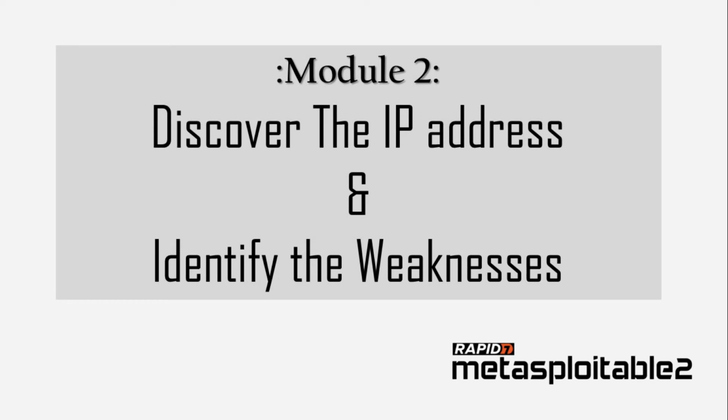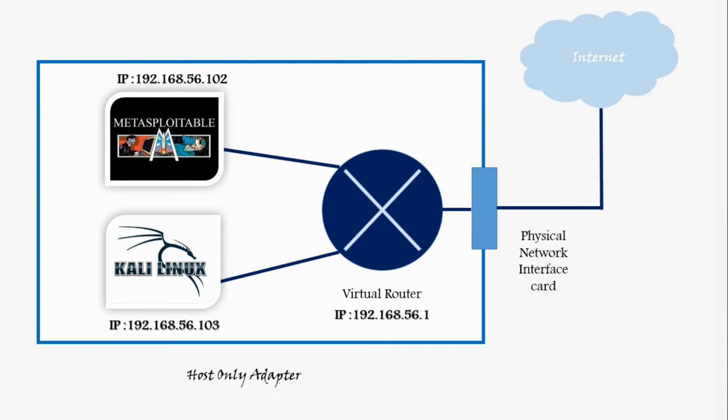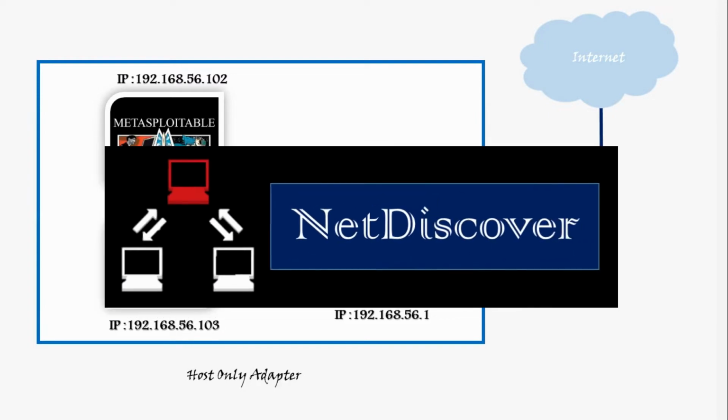Module 2. Discover the IP address and identify the weaknesses. The first step is to discover the machine that we want to connect to. Each machine is identified by a unique IP address. In this section, we will discover the IP address of the Metasploitable2 server using NetDiscover.